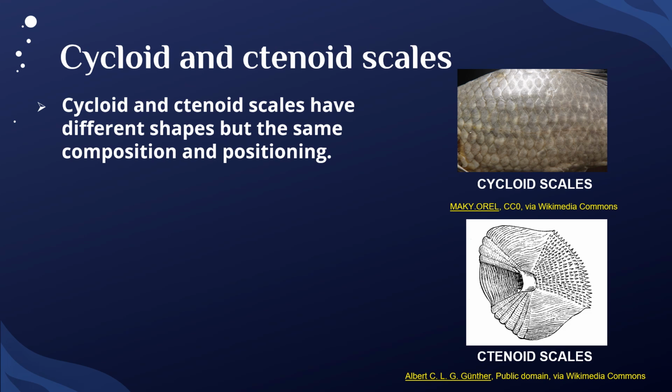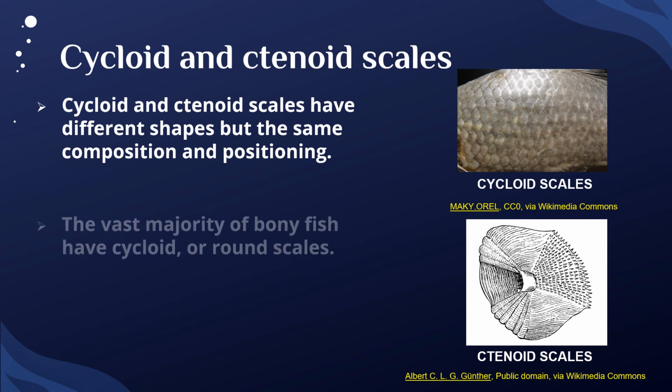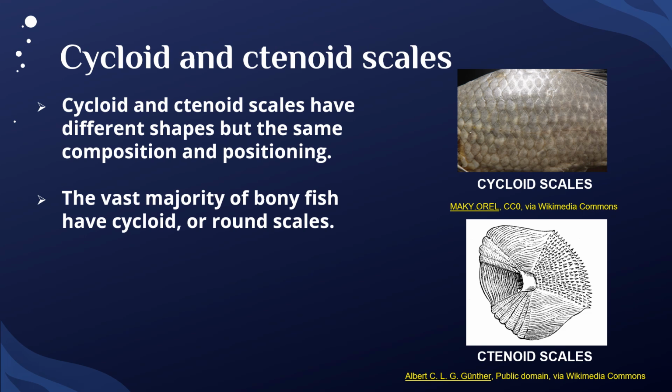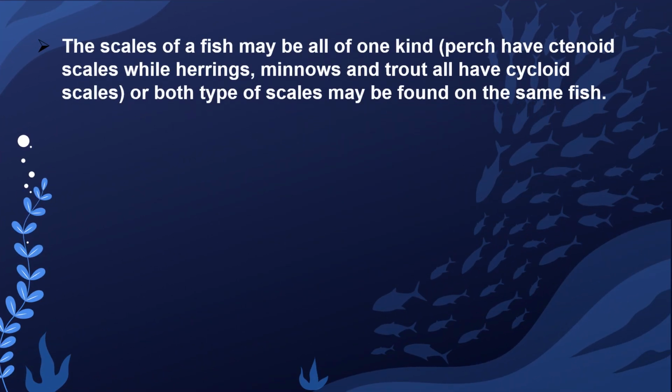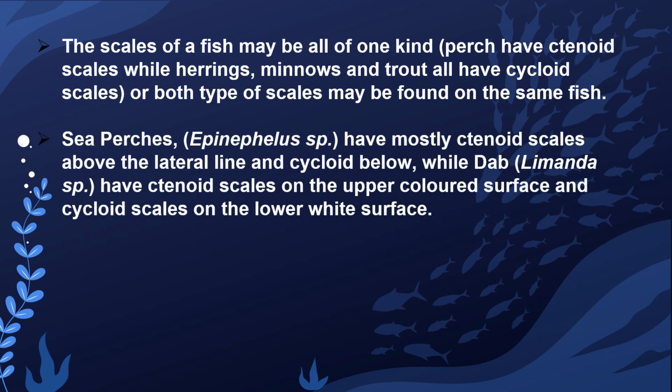Cycloid and ctenoid scales have different shapes, but the same composition and positioning is seen. The vast majority of bony fishes have cycloid or round scales. These have a smooth outer edge and are most common on fish with soft fin rays such as salmon and carp. The scales of a fish may be all of one kind. Perch have ctenoid scales while herrings, minnows and trout all have cycloid scales. Or both types of scales may be found on the same fish. Sea perches have mostly ctenoid scales above the lateral line and cycloid scales below the lateral line, while dab species have ctenoid scales on the upper colored surface and cycloid scales on the lower white surface.